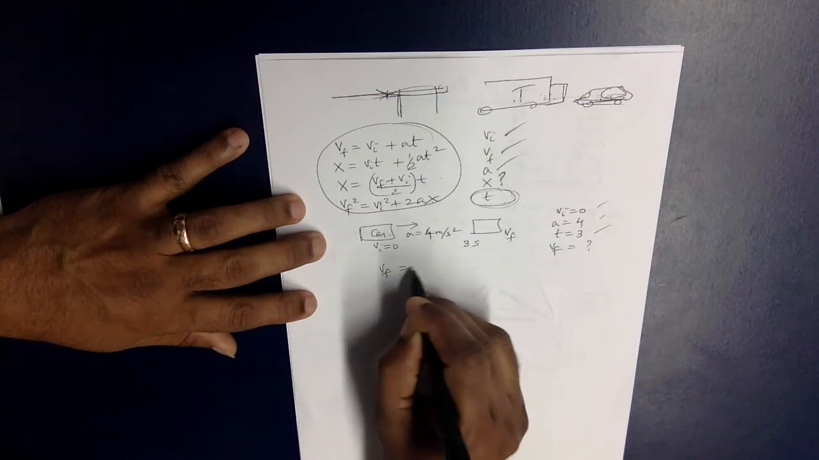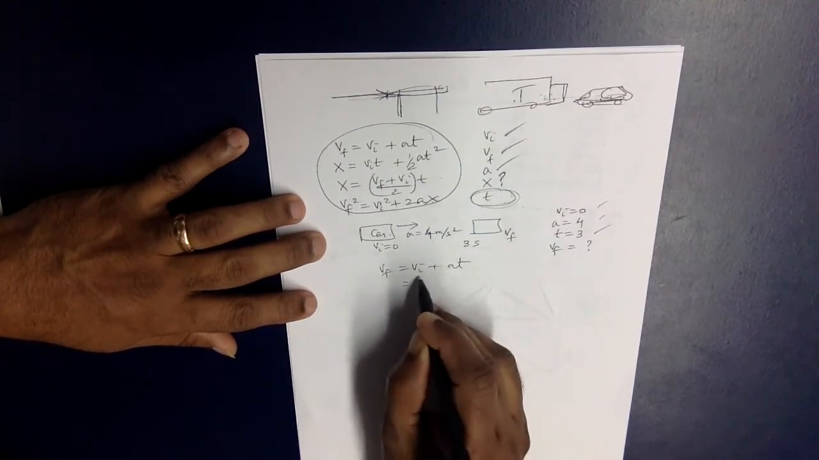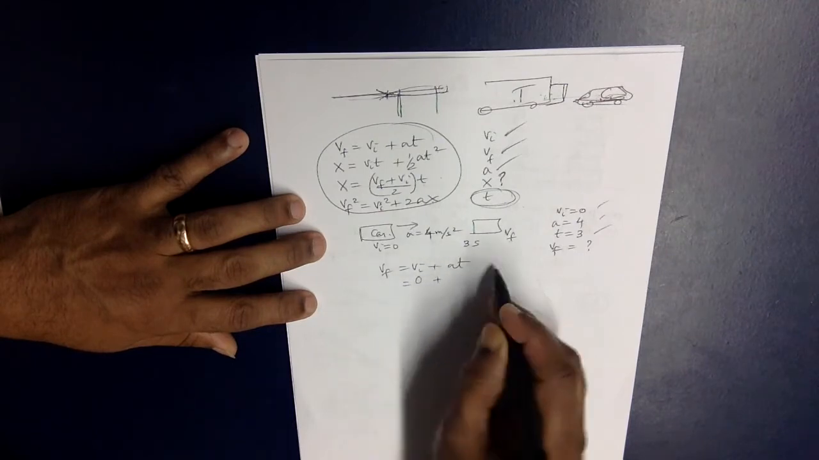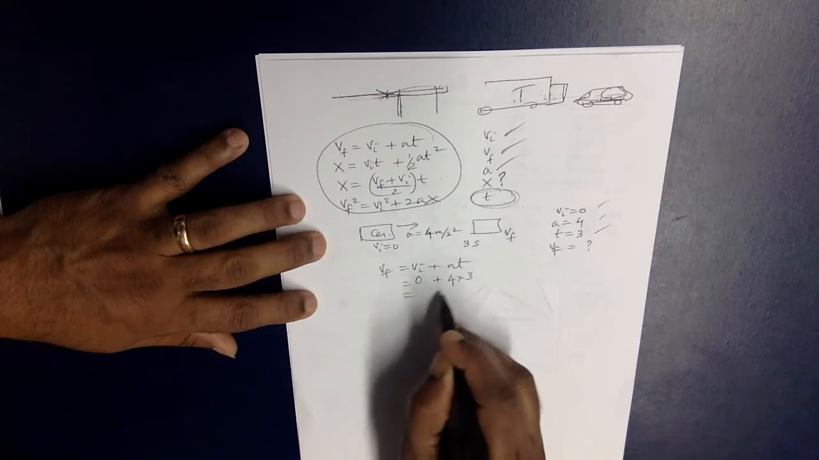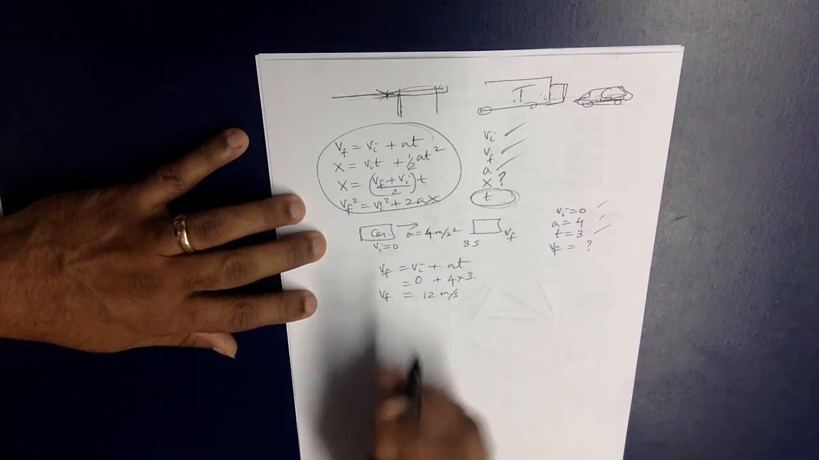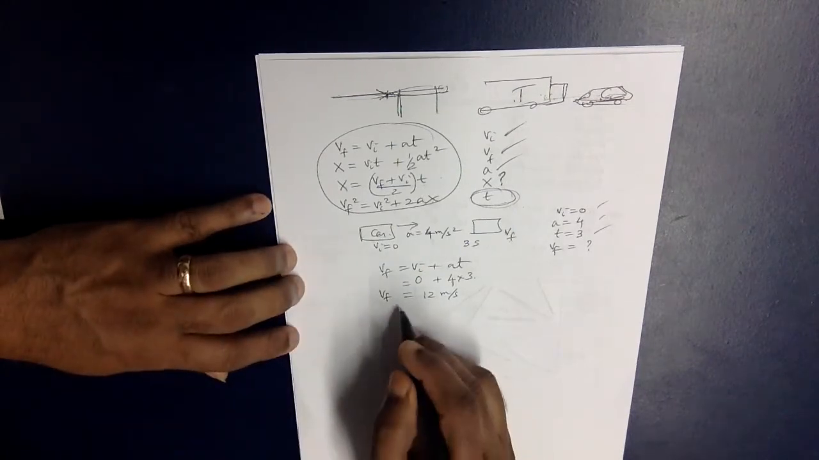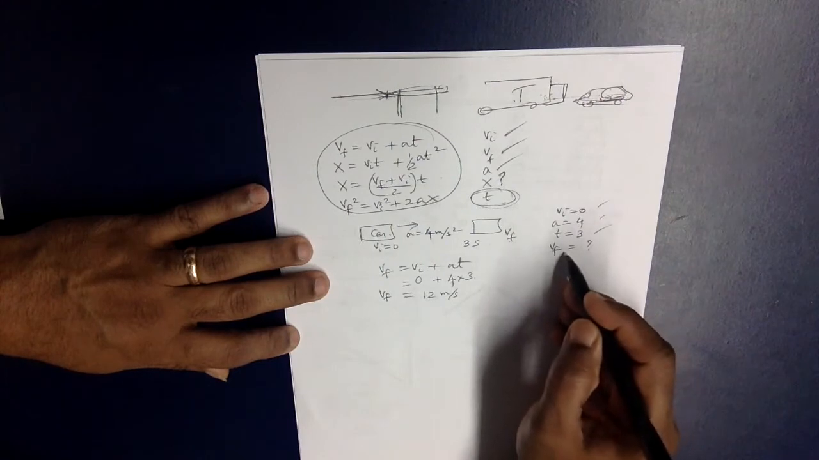So Vf is equal to Vi plus at, and just plug in. This is 0 plus acceleration, which is 4, times time, which is 3. So your answer is 4 times 3, which is 12 meters per second. That's the final velocity.